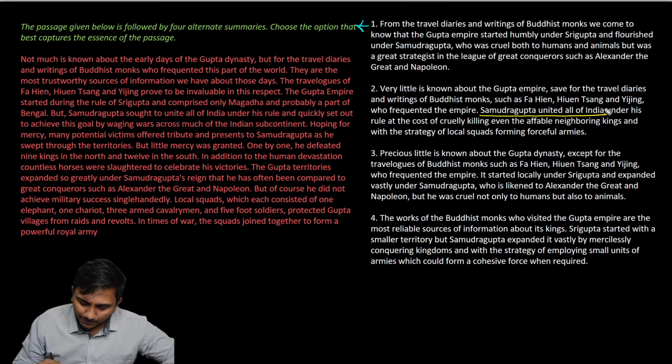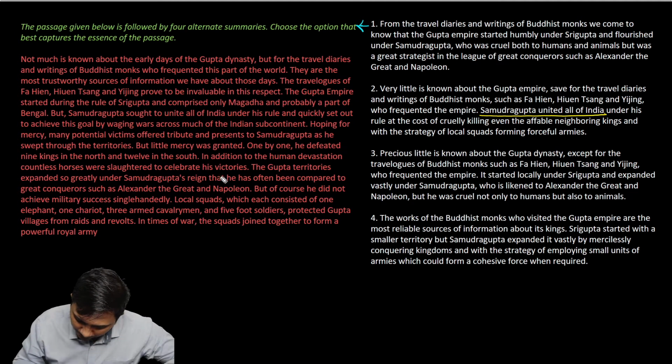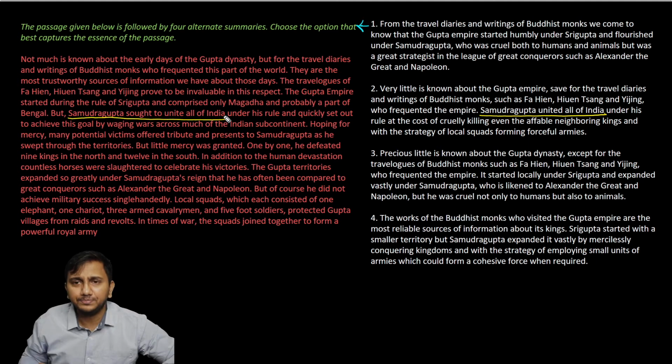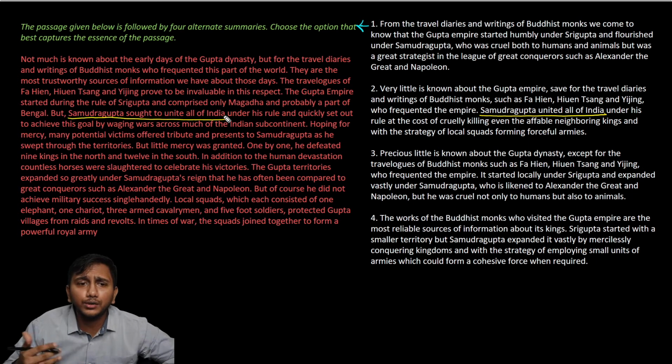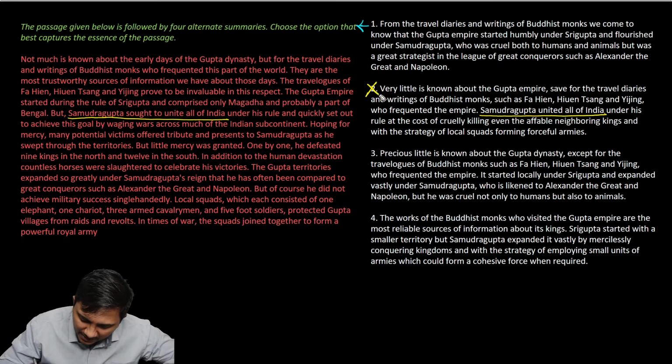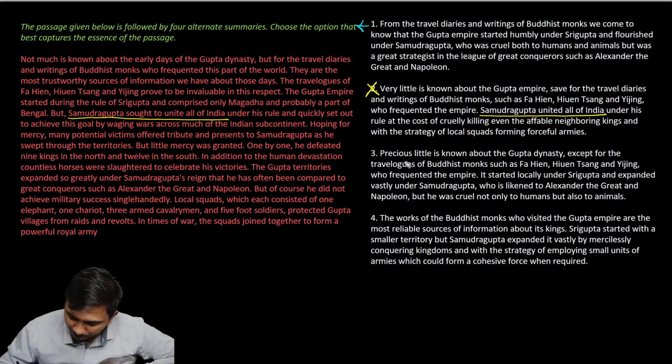But if you go back to the passage and see, what is given is Samudragupta sought to unite all of India. But what is given here is Samudragupta united all of India under his rule. So you can get rid of that there itself. Option 2 is out. Next.